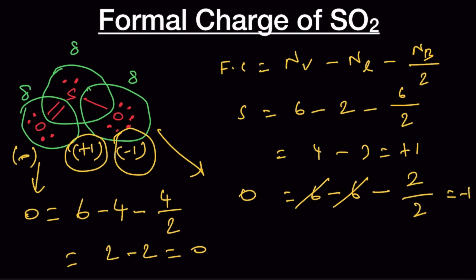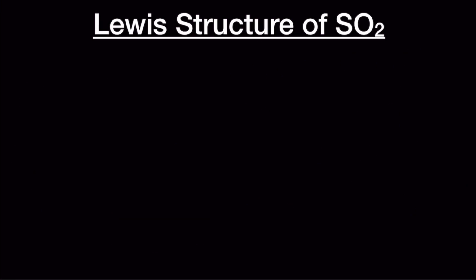Now, if you bring one lone pair to the bond pair, then we can get a formal charge as 0 for all the atoms. Therefore, the best Lewis structure for SO2 is sulfur, 2 bonds, oxygen and then 2 bonds, oxygen, 2 lone pairs on each oxygen and then 1 lone pair on sulfur.